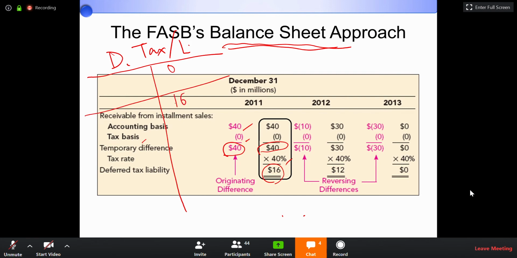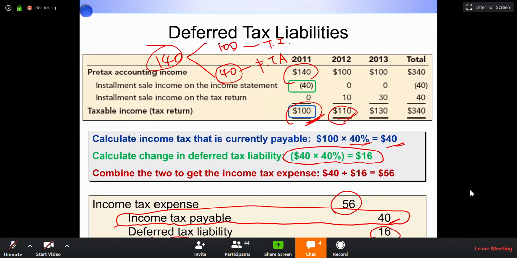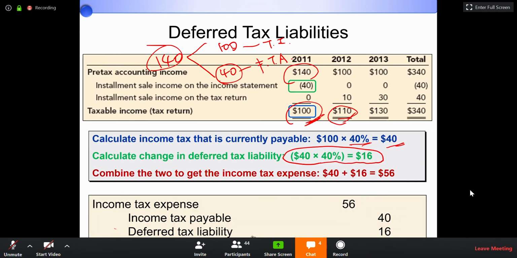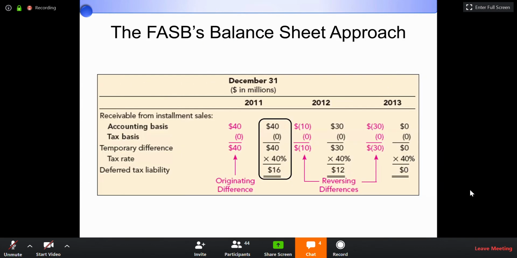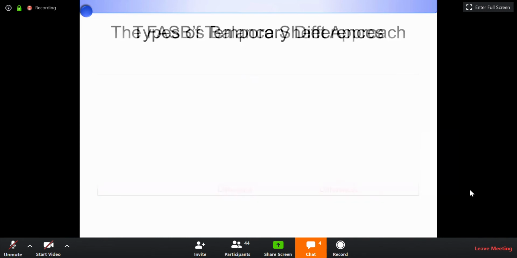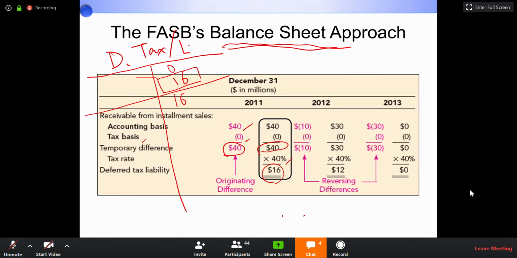So how to make it become 16? You should credit 16 to this account. That's what we talk about in the journal here. So we credit 16 to the deferred tax liabilities. So wait, come back, and then I can talk about 2012 and 2013.